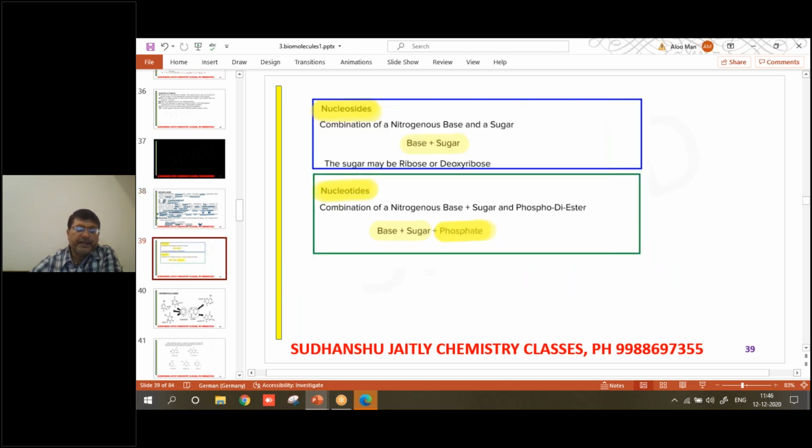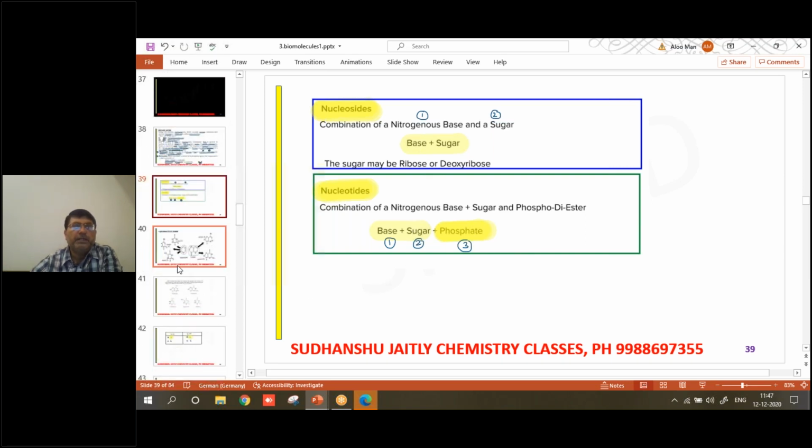Please concentrate here. Nucleoside और nucleotide में क्या difference है? Nucleoside is going to consist of a base and a sugar. Base and sugar. The sugar may be ribose, RNA में, deoxyribose, DNA. The second term is nucleotide. Base and sugar is already there. What is going to be the additional thing? The phosphate is going to be the additional thing that is going to be known as nucleotide. पहले nucleoside बनाएंगे, फिर nucleotide बनाएंगे, then we will be telling you the polynucleotide.